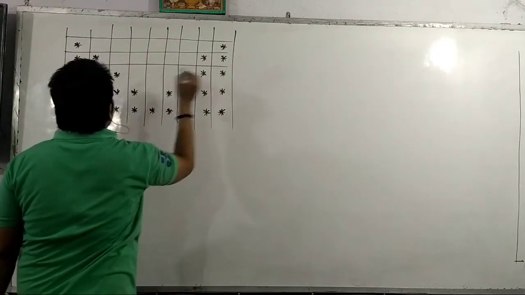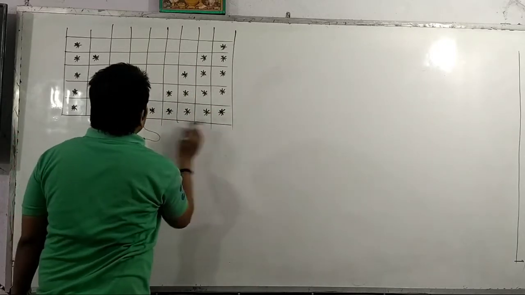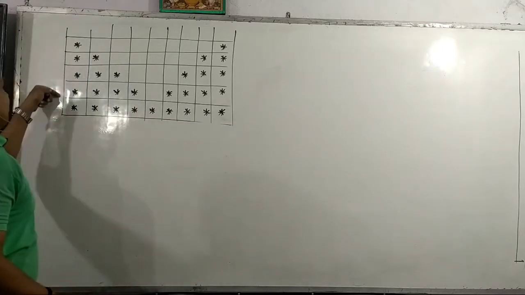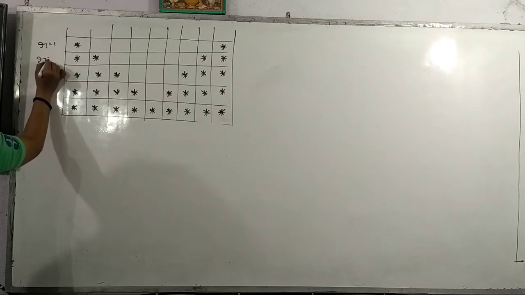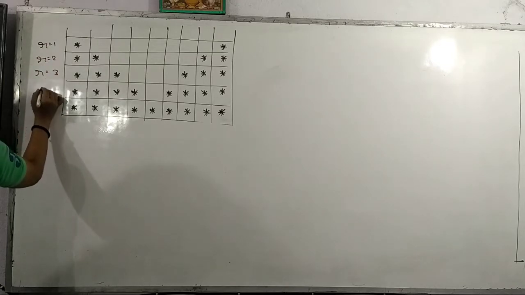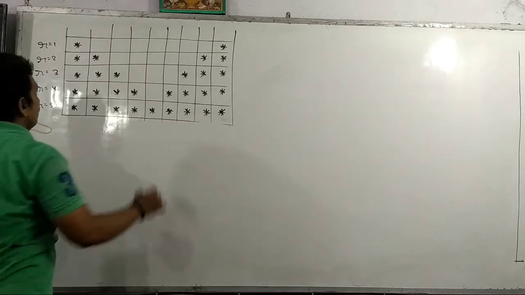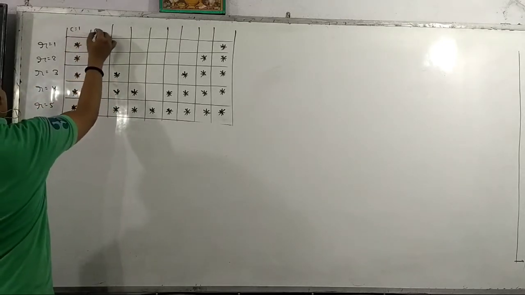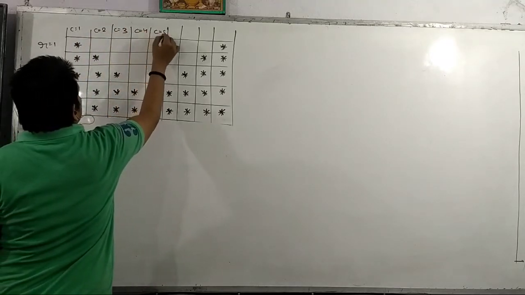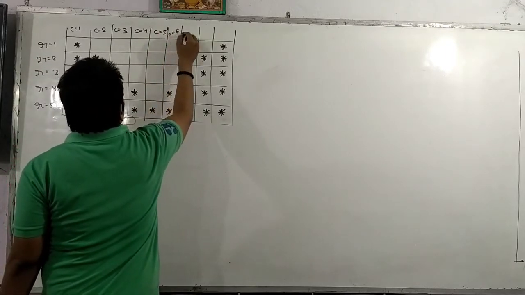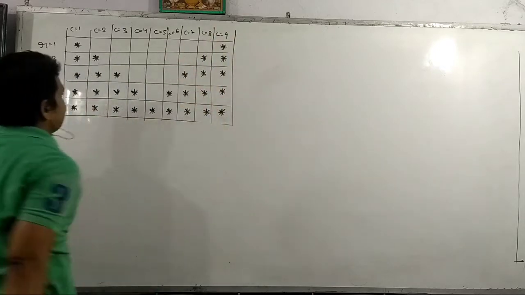Okay, this is the second row, this is the third row, this is the fourth row, and this is the final row, that is the 1, 2, 3, 4, 5th row. Here let me write R is equal to 1, R is equal to 2, R is equal to 3, R is equal to 4, R is equal to 5. Okay, C is equal to 1, C is equal to 2, C is equal to 3, C is equal to 4, C is equal to 5, C is equal to 6, C is equal to 7, C is equal to 8, C is equal to 9.